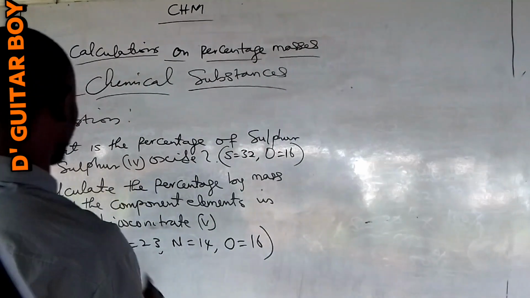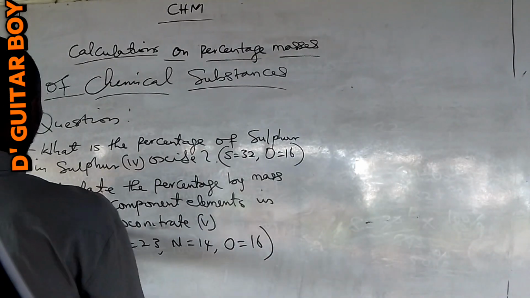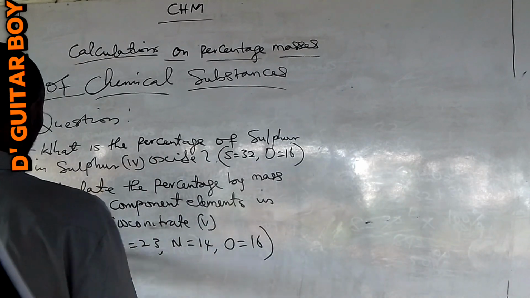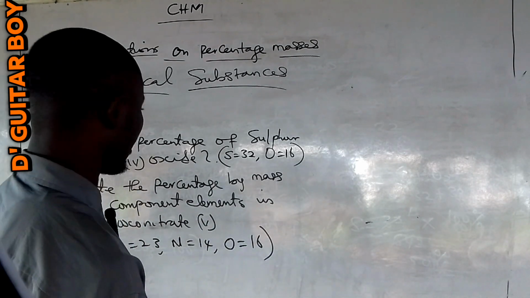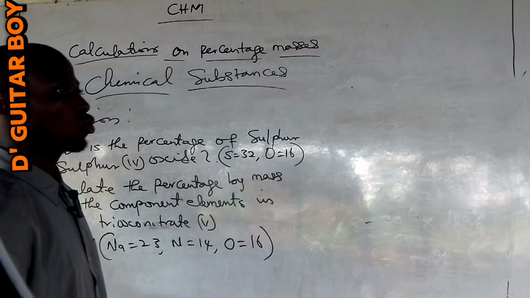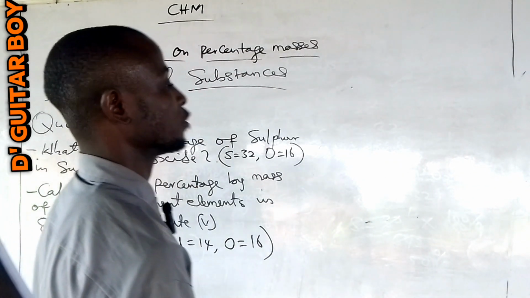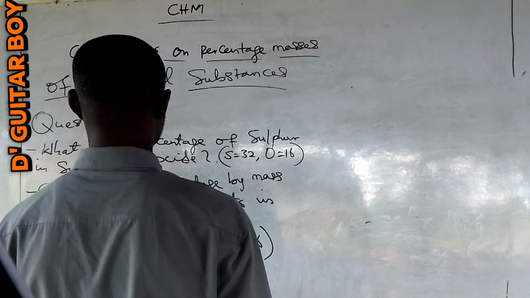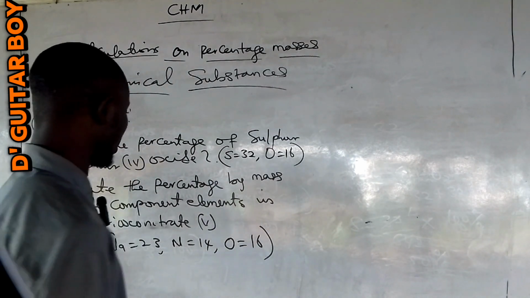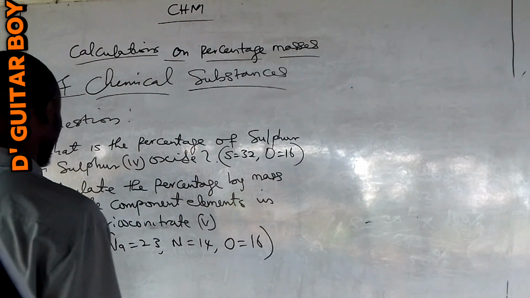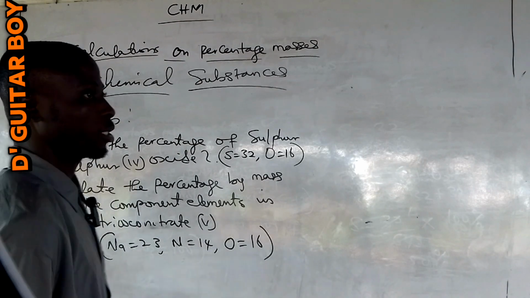Now the next question is: calculate the percentage by mass of all the component elements in sodium trioxonitrate(V) salts. In sodium trioxonitrate(V), calculate what? The percentage by mass of all the component elements in sodium trioxonitrate(V).